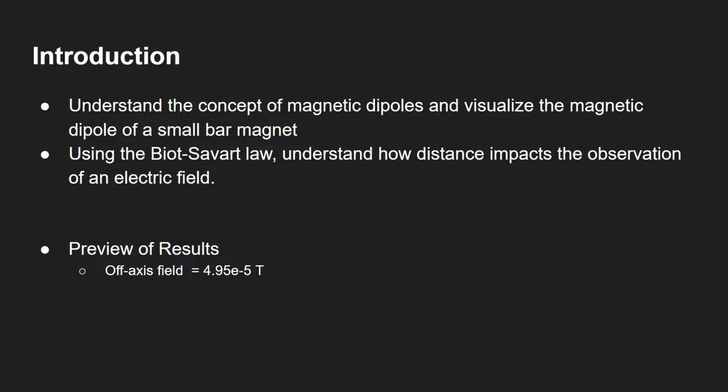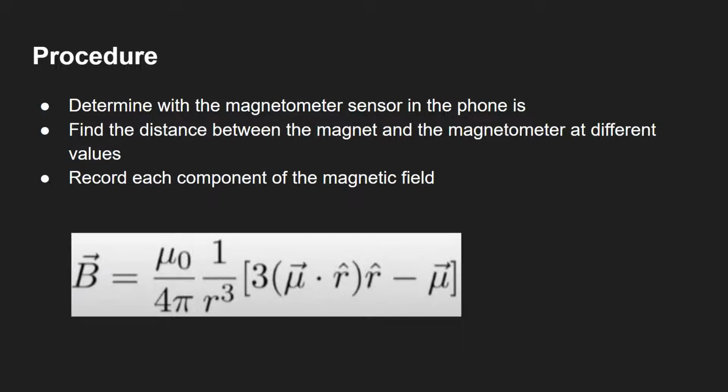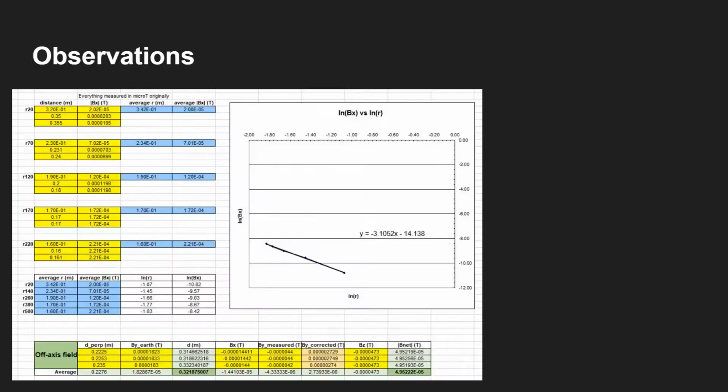negative fifth Teslas. Now, in the procedure, we will first be determining where the magnetometer sensor within a phone is by checking different distances and different values of microteslas, as well as orienting it along an axis to find where north is. After we find the magnetometer, we will be finding the distance between the magnet and the magnetometer at different values of microteslas. And then we will be recording each component of the magnetic field. And down below is the Biot-Savart law that we'll be implementing for the entirety of the lab.